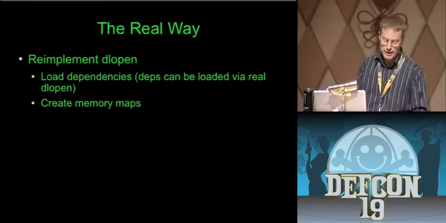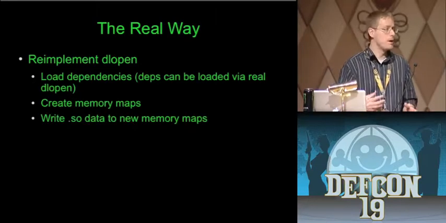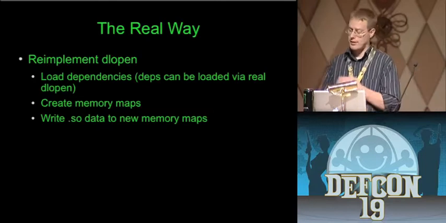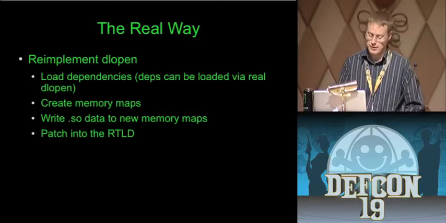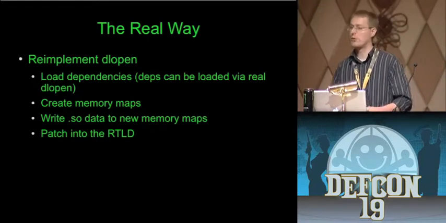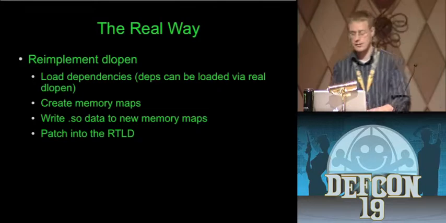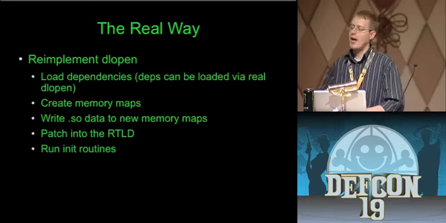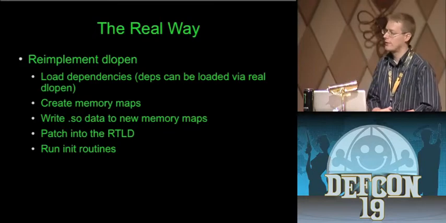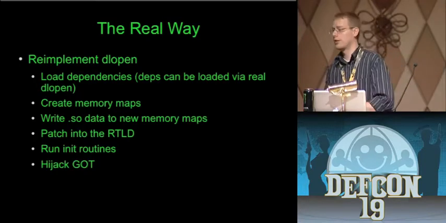So what you'll do is you'll create memory maps, and you'll write shared object data to those new memory maps. You'll look at the program headers, which tell you how to load that shared object, and you'll load what it tells you to in these new memory mappings. And then you'll patch into the runtime linker. That's important because the runtime linker is the one responsible for resolving where in memory functions are located, like printf and memset and mmap, that kind of thing. You'll run the initialization routines of dependencies that you loaded by hand. You do not run the initialization routines for dependencies that have already been loaded or that were loaded by dlopen. And then you'll do the PLT-GOT redirection technique.